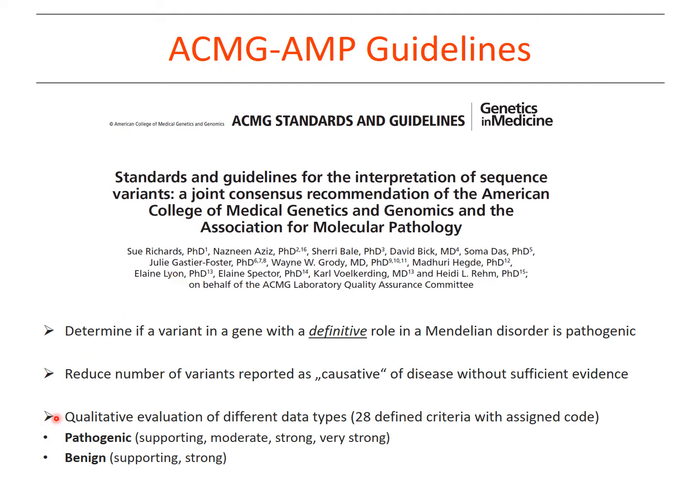What they provide is an evaluation of different data types, and we have 28 defined criteria, each with an assigned code. And these codes go in two different directions: in the pathogenic one, being supporting, moderate, strong, or very strong, or in the benign direction, being supporting or strong.